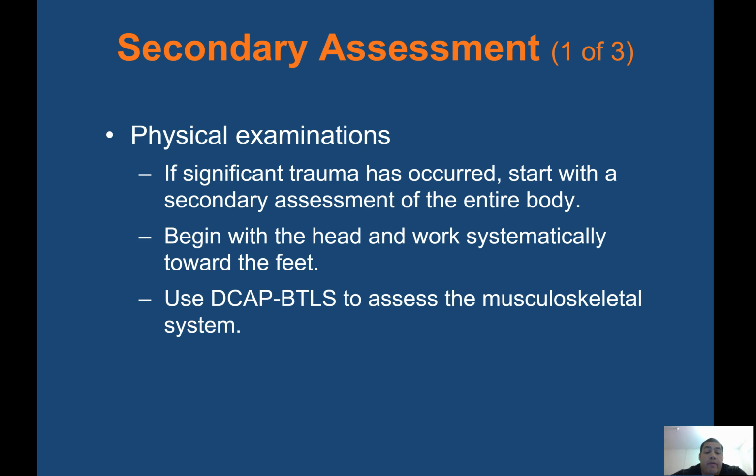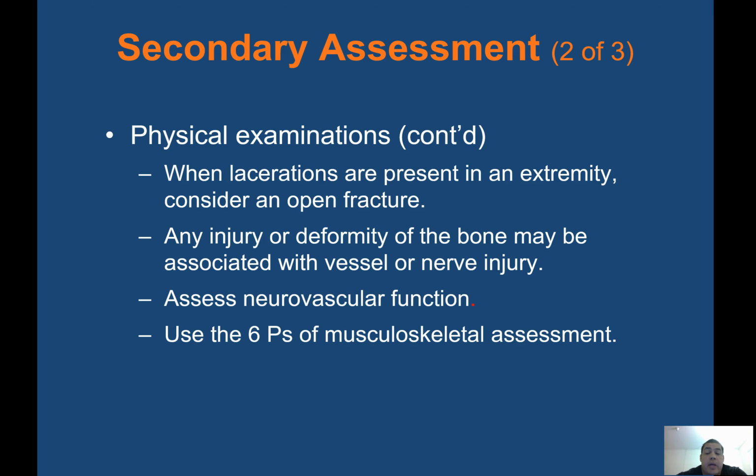Secondary assessment, physical examinations. If significant trauma has occurred, start with the secondary assessment of the entire body. Begin with the head and work systematically toward the feet. Use DCAP-BTLS to assess the musculoskeletal system. When lacerations are present in an extremity, consider an open fracture. Any injury or deformity of the bone may be associated with vessel or nerve injury. Assess neurovascular function. Use the 6 P's of musculoskeletal assessment.